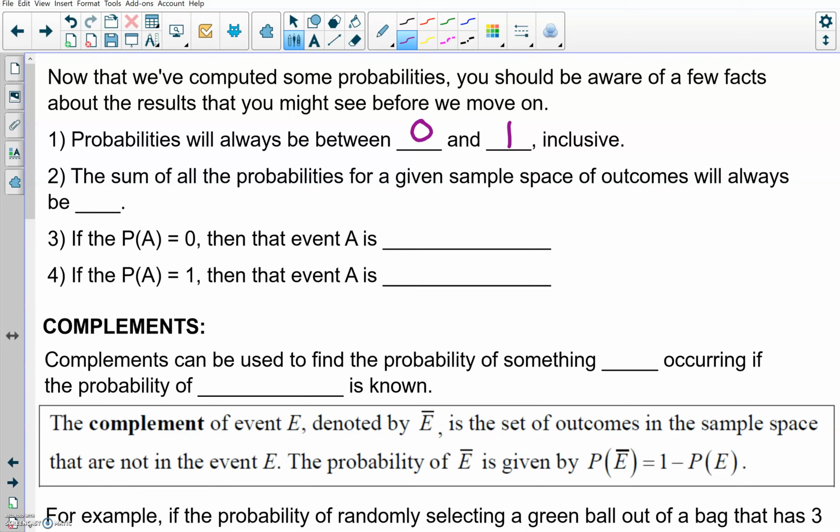The sum of all the probabilities of a given sample space of outcomes will always be 1. When you add together all the probabilities in a situation, they should add up to be 1 as long as you got everything accounted for. So like with the coins, you had 1/4 plus 1/4 plus 1/4 plus 1/4 for those 4 outcomes equals 4 over 4 or 1.